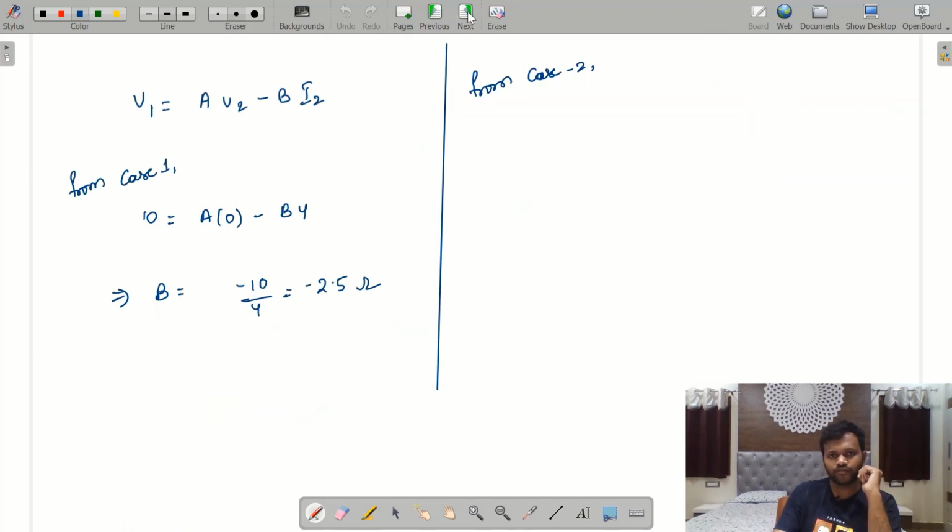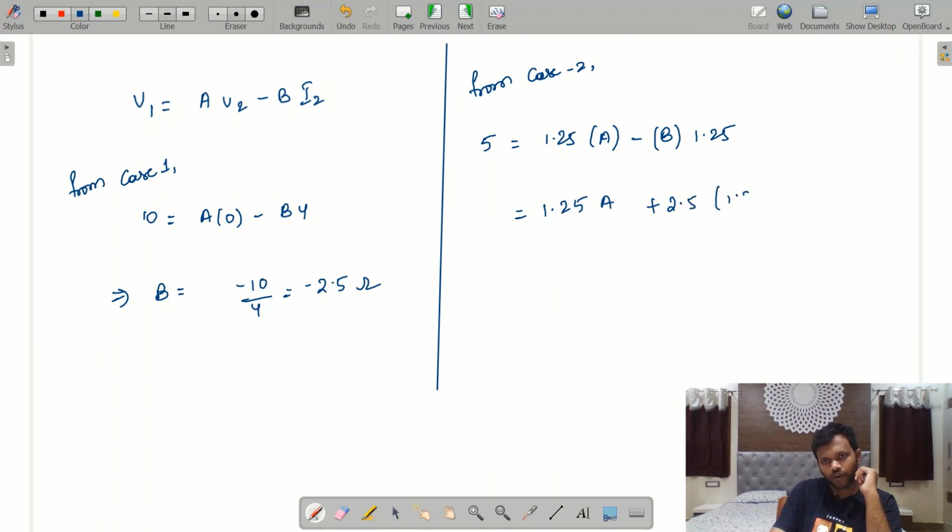5 volts equals 1.25 into A minus B into 1.25. But we have already found the value of B. What is its value? Minus 2.5, means 2.5 into 1.25, right? So 5 by 1.25 equal to A plus 2.5, right? So this will be 4 equal to A plus 2.5.